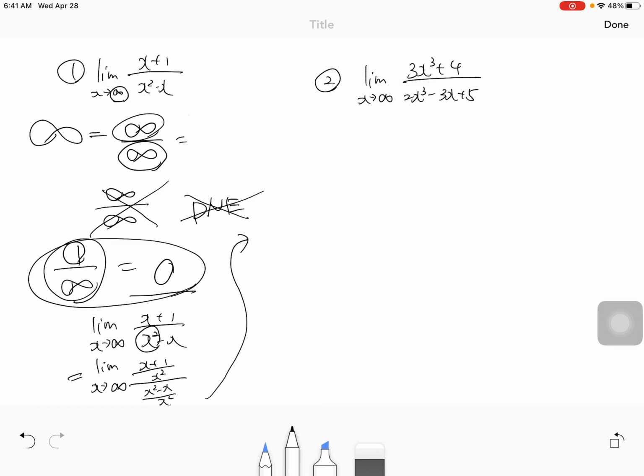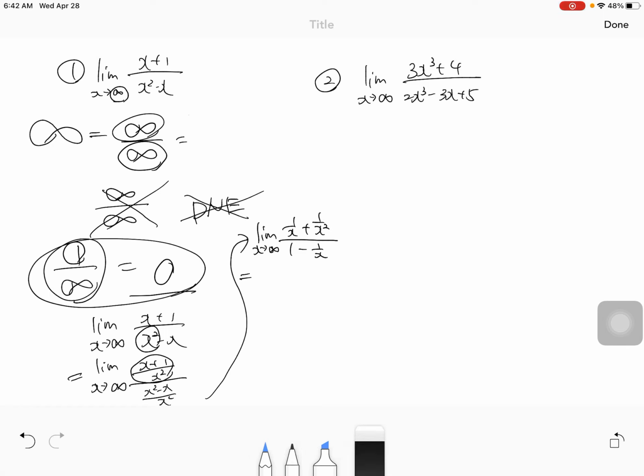Okay, then let me separate this part. Then it's going to be (1 over x plus 1 over x squared) over (1 minus 1 over x). If you have no idea, please pause and think about it. Okay, and like I said, if you plug in infinity into x here, it's going to be 1 over infinity, which is going to be 0.